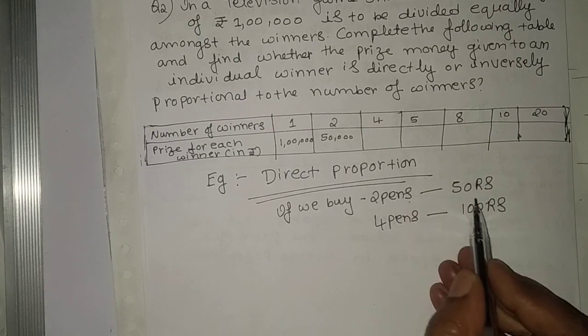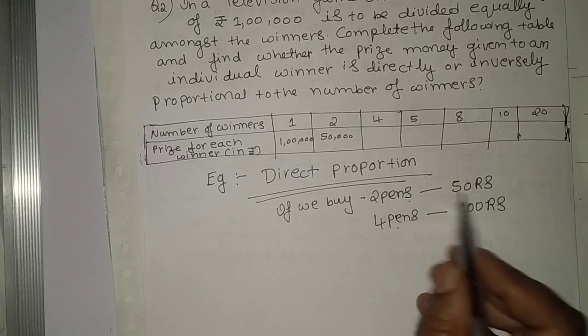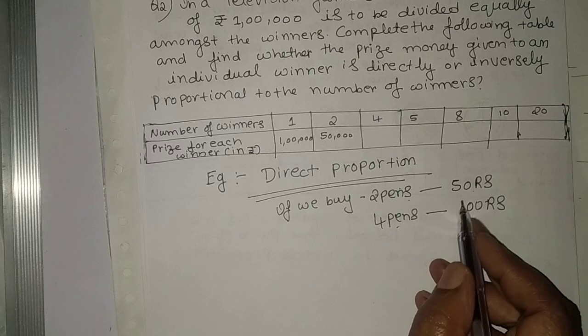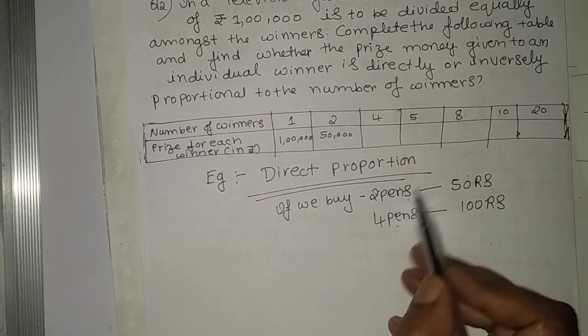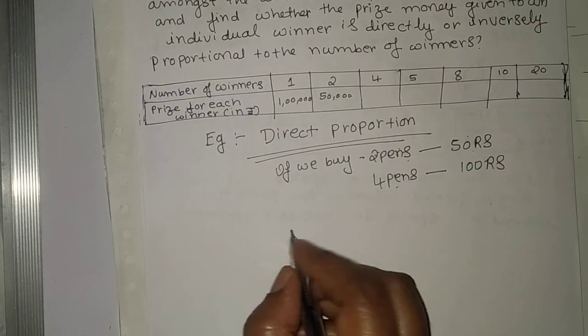So if you buy 2 pens, it costs 50 rupees. 4 pens means 100 rupees. As this increases, this also increases. As x increases, y increases in both the cases. So this is direct proportion.